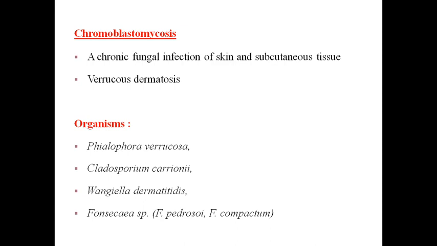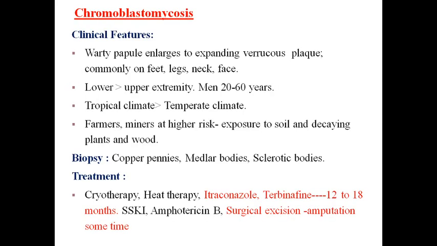The second important chronic fungal infection is chromoblastomycosis. It is a chronic fungal infection of skin and subcutaneous tissue, and the lesions are papulonodular and verrucous lesions. That's why it is also known as verrucous dermatosis. And the organisms, again fungal elements, are Phialophora verrucosa, Cladosporium carrionii, and Fonsecaea species.